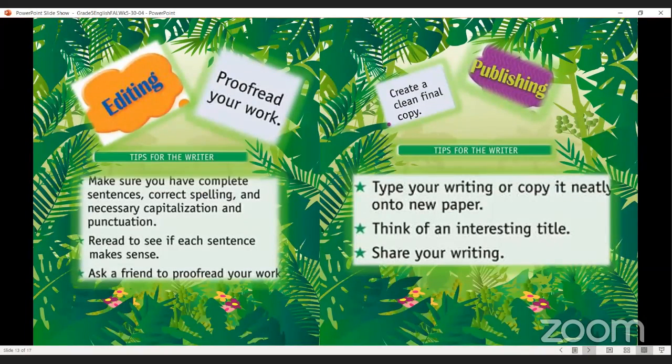Okay, so now, once you've done your writing, then you need to go and proofread your work. Make sure your sentences make sense, your spelling is good, you've got capitals in the right places. For example, if you're talking about a name or creating a name, then you will put capitals in there. All right, and then get someone to read your story and check it.